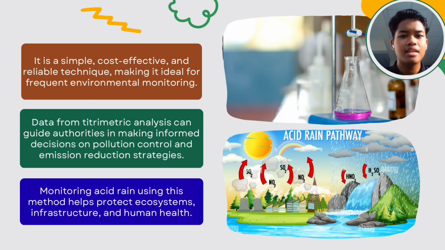By understanding the level of acidity in rainwater, we can also take action to protect natural ecosystems, prevent damage to buildings and monuments, and safeguard public health. Overall, the use of titrimetric analysis in studying acid rainwater shows how basic analytical chemistry techniques can be effectively applied to solve real-world environmental challenges.